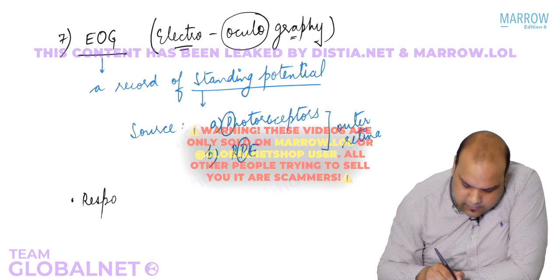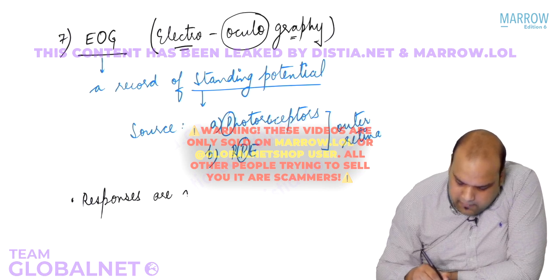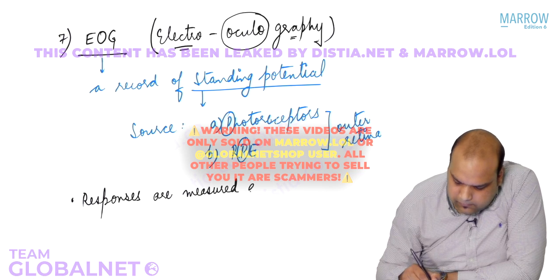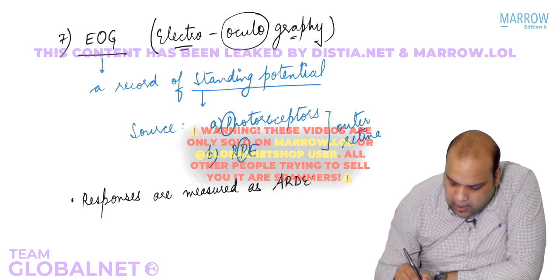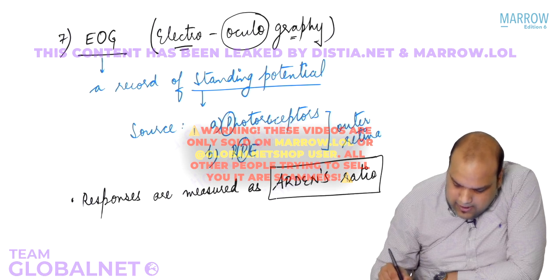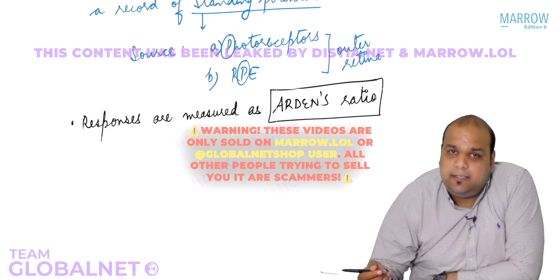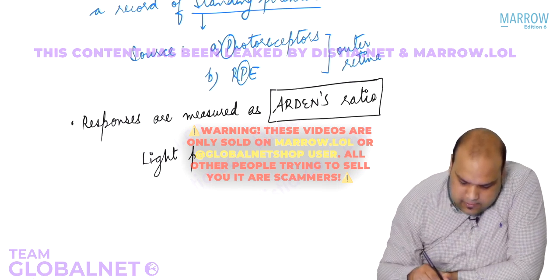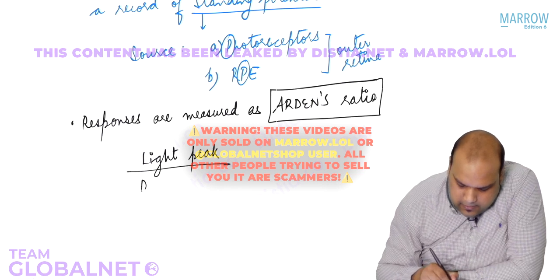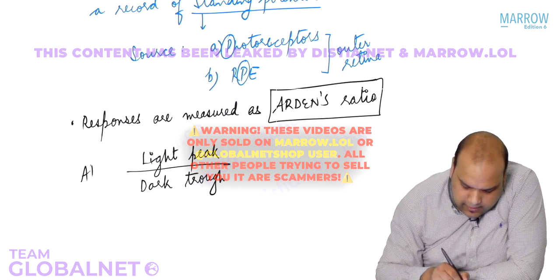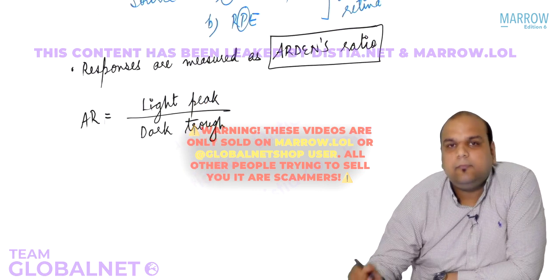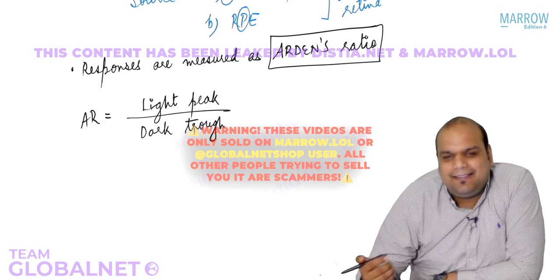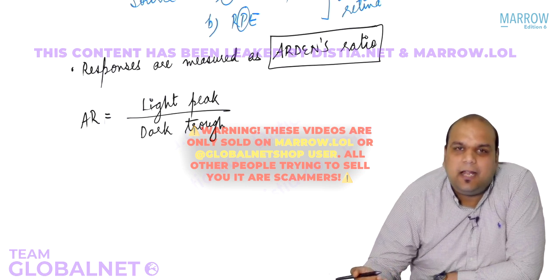Responses of EOG are measured as R-dense ratio. Responses from EOG are measured by something known as R-dense ratio. So what is R-dense ratio, everybody? Light peak divided by dark trough. R-dense ratio. Nothing difficult, guys, very easy. What is light peak? What is dark trough?